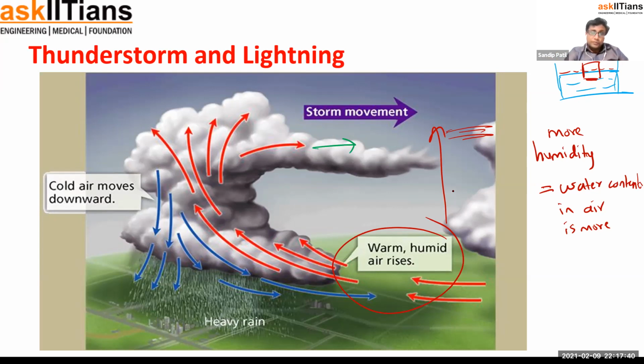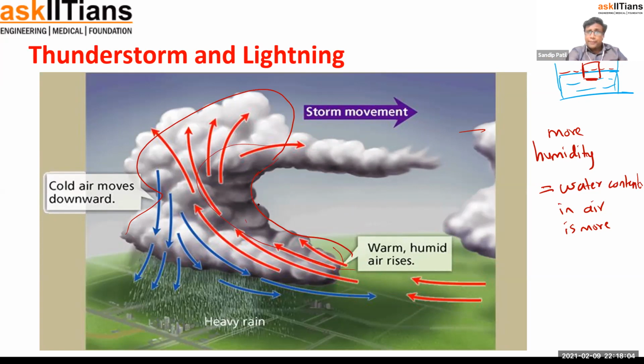Now, what is going to happen in the case of this thunderstorm we are talking about? When there is a large quantity of warm air rising like this, it creates a very big cloud, right? A very big cloud like this. And what is happening inside that cloud? There is warm, humid air which has water content, and that water content, after getting a little cold, is going to fall towards the ground.